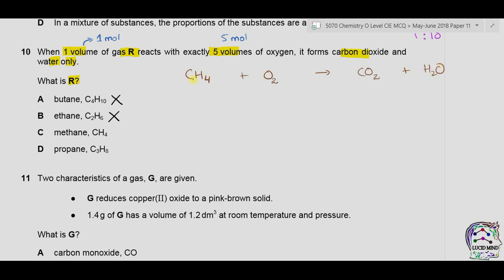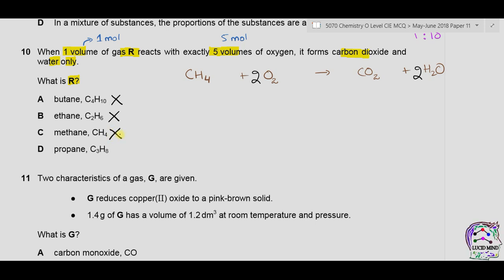Let's balance carbon. We have one carbon on the reactant side, one on the product side, so it is already balanced. We have 4 hydrogen atoms, so we can write 2 with H2O to make it 4. Now we have 4 oxygen atoms, so we can write 2 with oxygen to make it 4. Now 1 mole of CH4 requires 2 moles of oxygen, or we can also say that 1 volume of CH4 requires 2 volumes of oxygen for complete combustion.